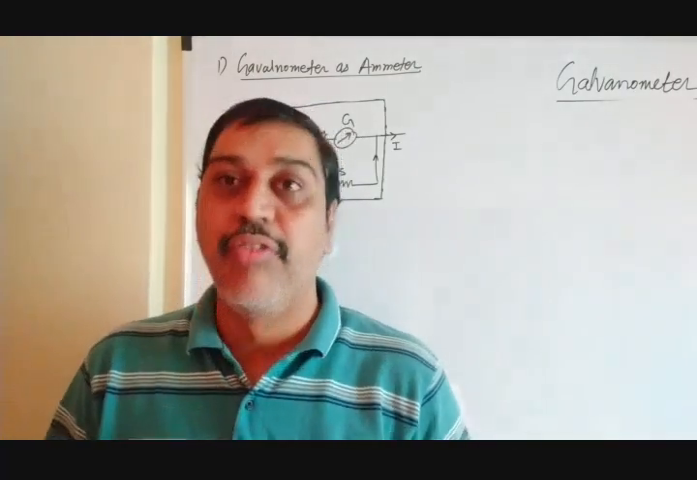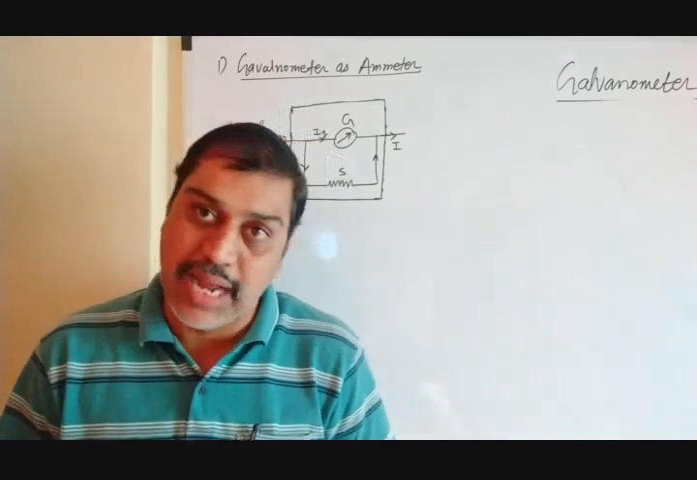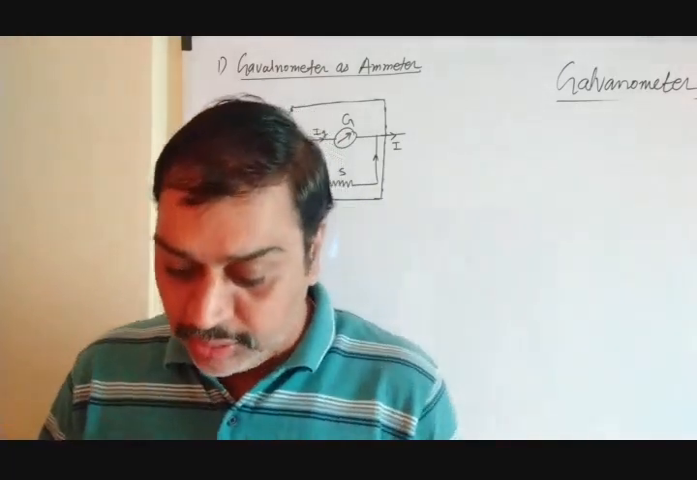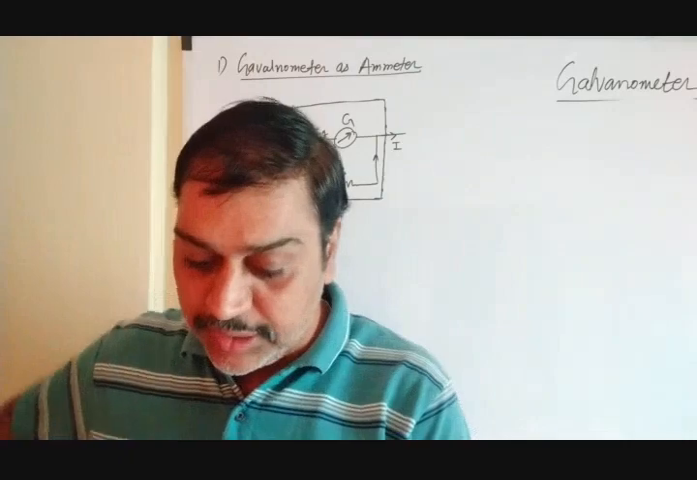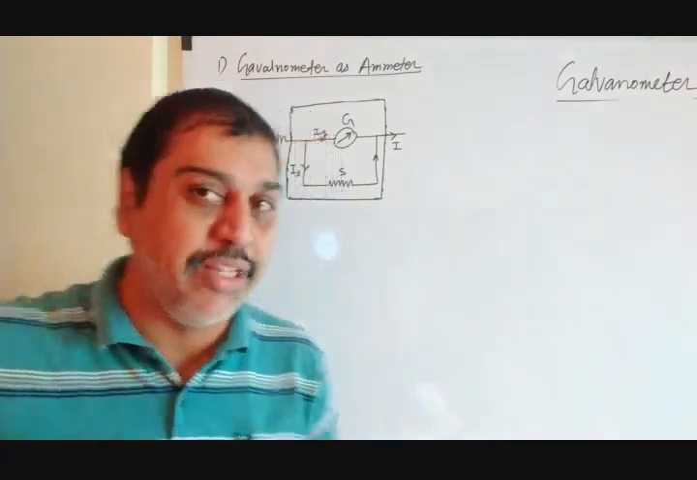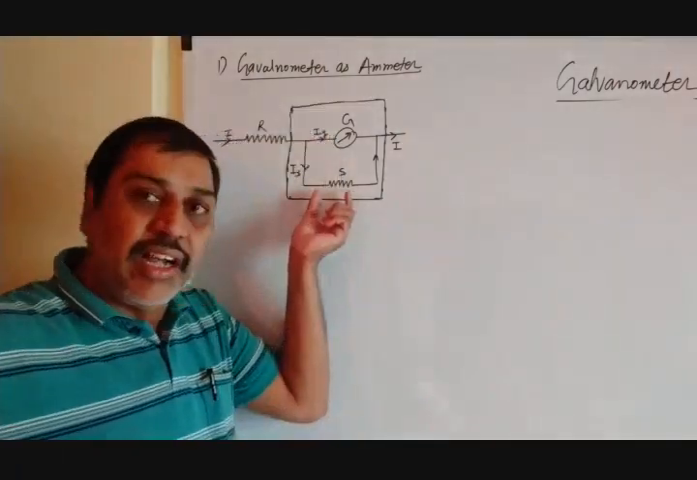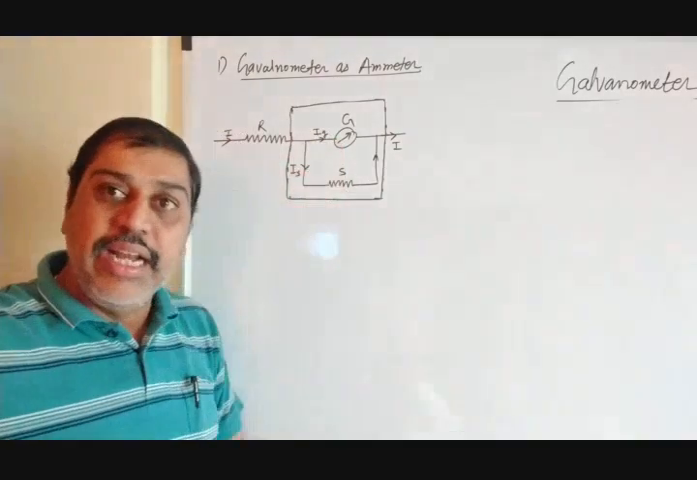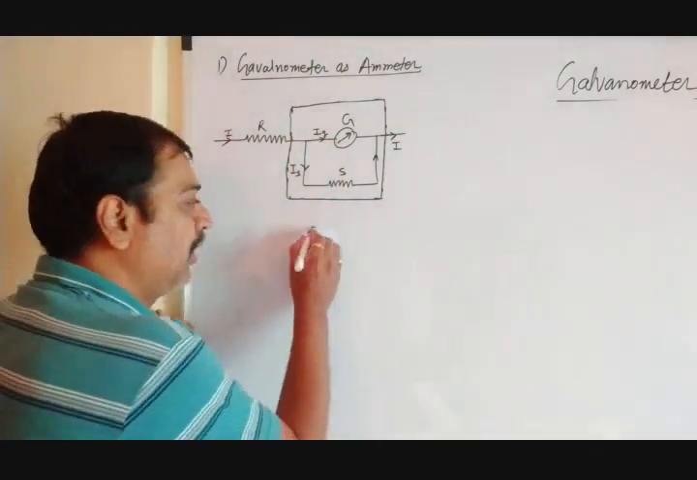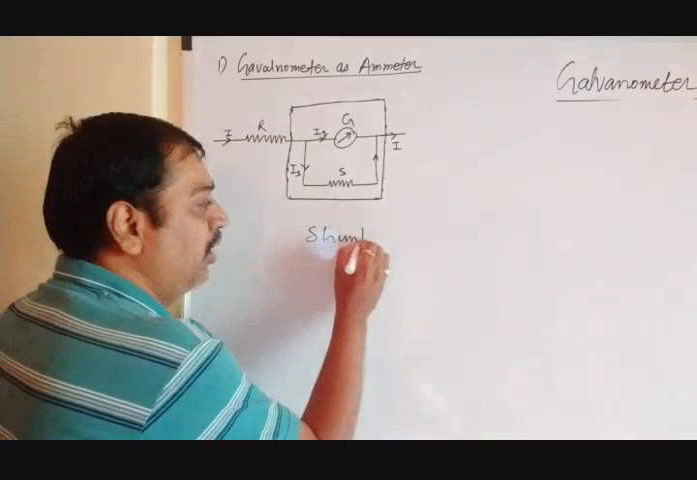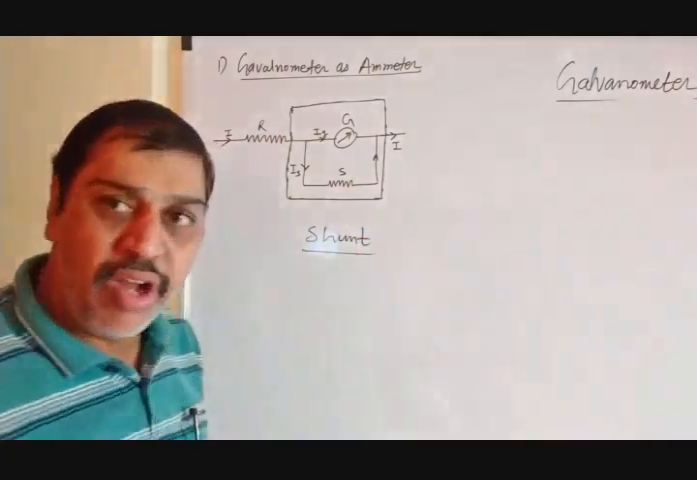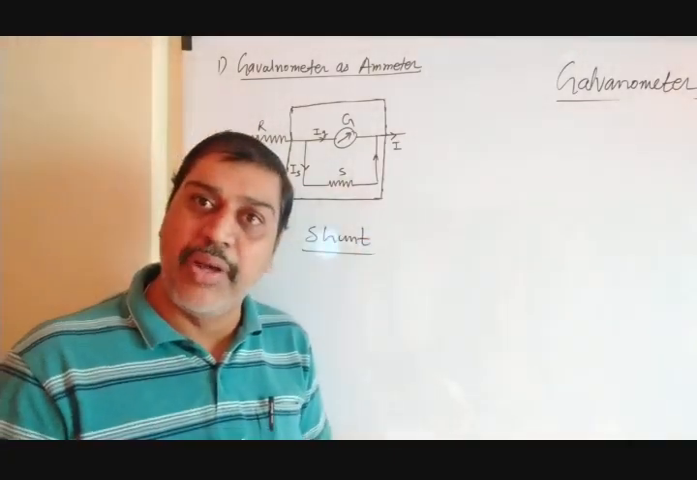And third one, we have to protect the galvanometer from excess of current. And how are we going to do it? Just see the uses of shunt. Shunt means what? A resistance S connected parallel to the galvanometer is said to be a shunt, and that's why they have used the word S here. Shunt means a resistance connected parallel to the galvanometer.